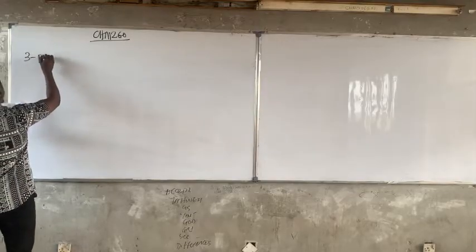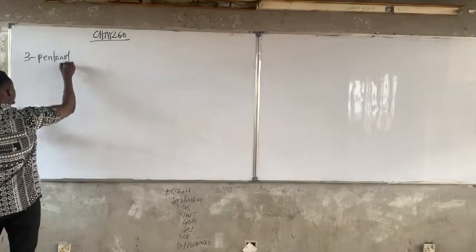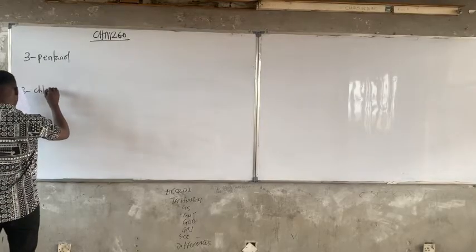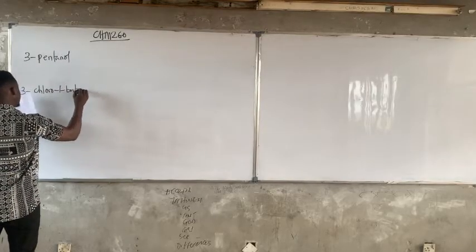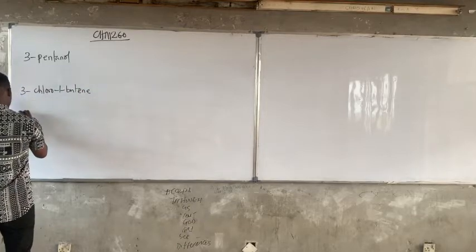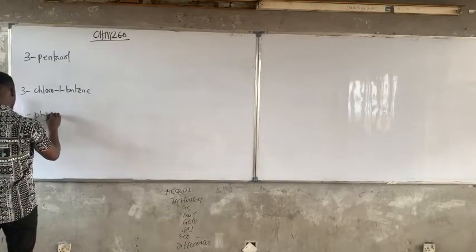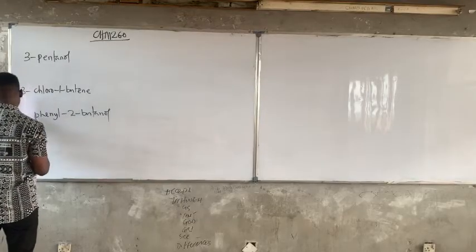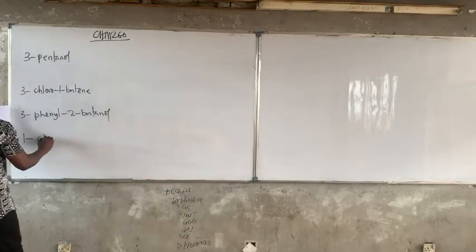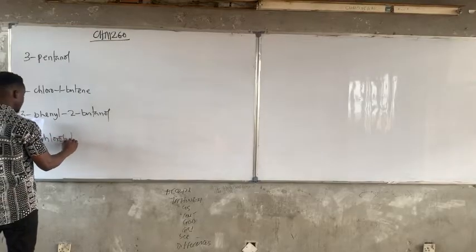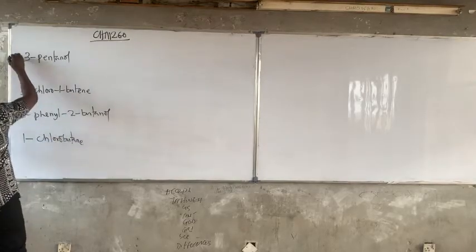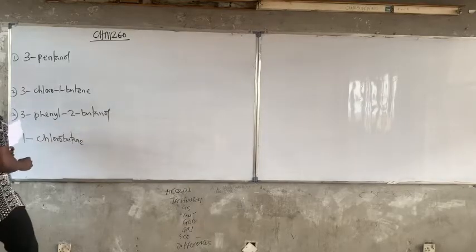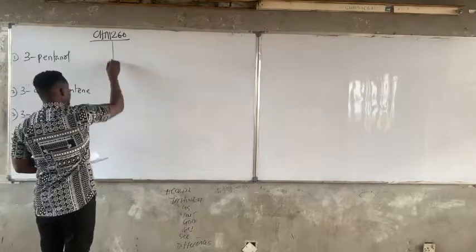We have 3-pentanol. We have 3-chloro-1-butene. We have 3-phenyl-2-butanol. We have 1-chlorobutanol. So let's label these 1, 2, 3, and 4. I'm going to be taking the structures one after the other.